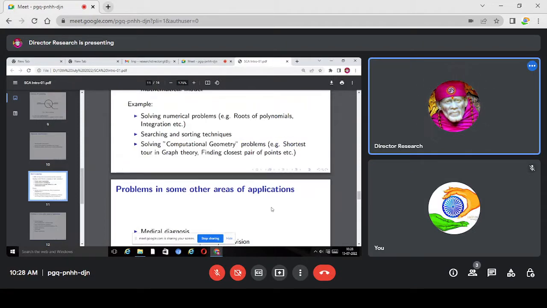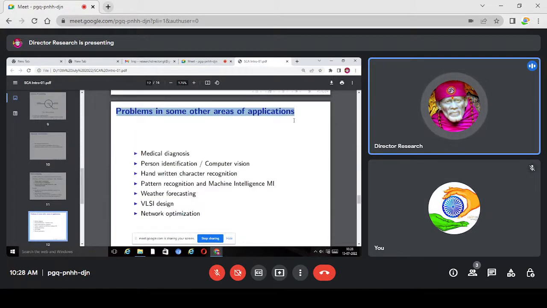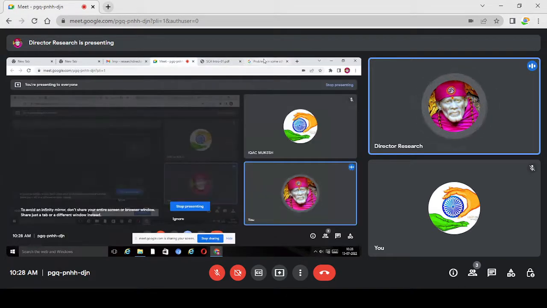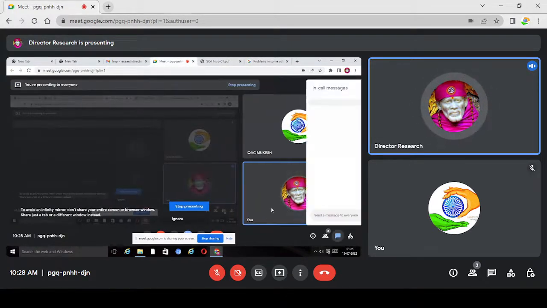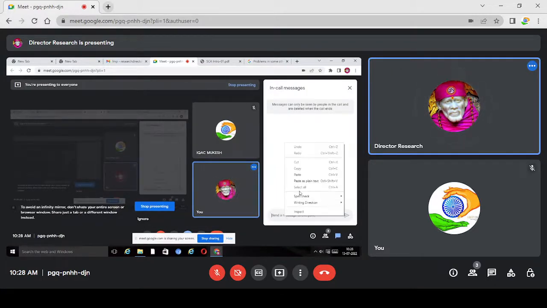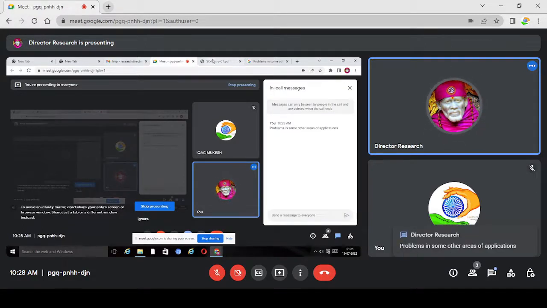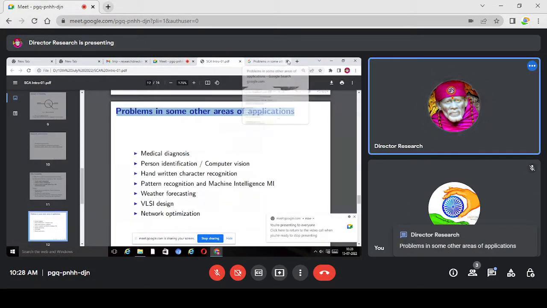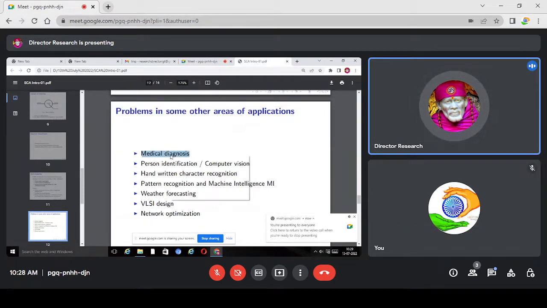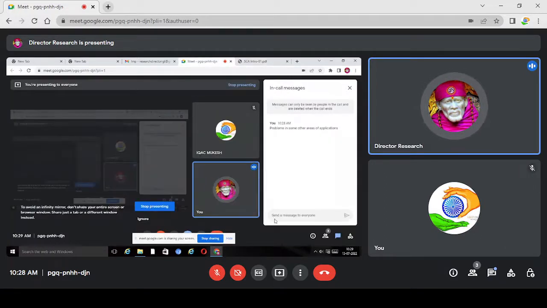Medical diagnostics is where we have to apply these soft computing methods. Problems in some of the areas of applications: I want to mention what the problems are. Here I have to mention those problems. So in the chat box, what are the problems? Problems in some other areas of applications. Here, first is medical diagnosis. This is very important because application-oriented learning is very important now. That's the reason: medical diagnosis.